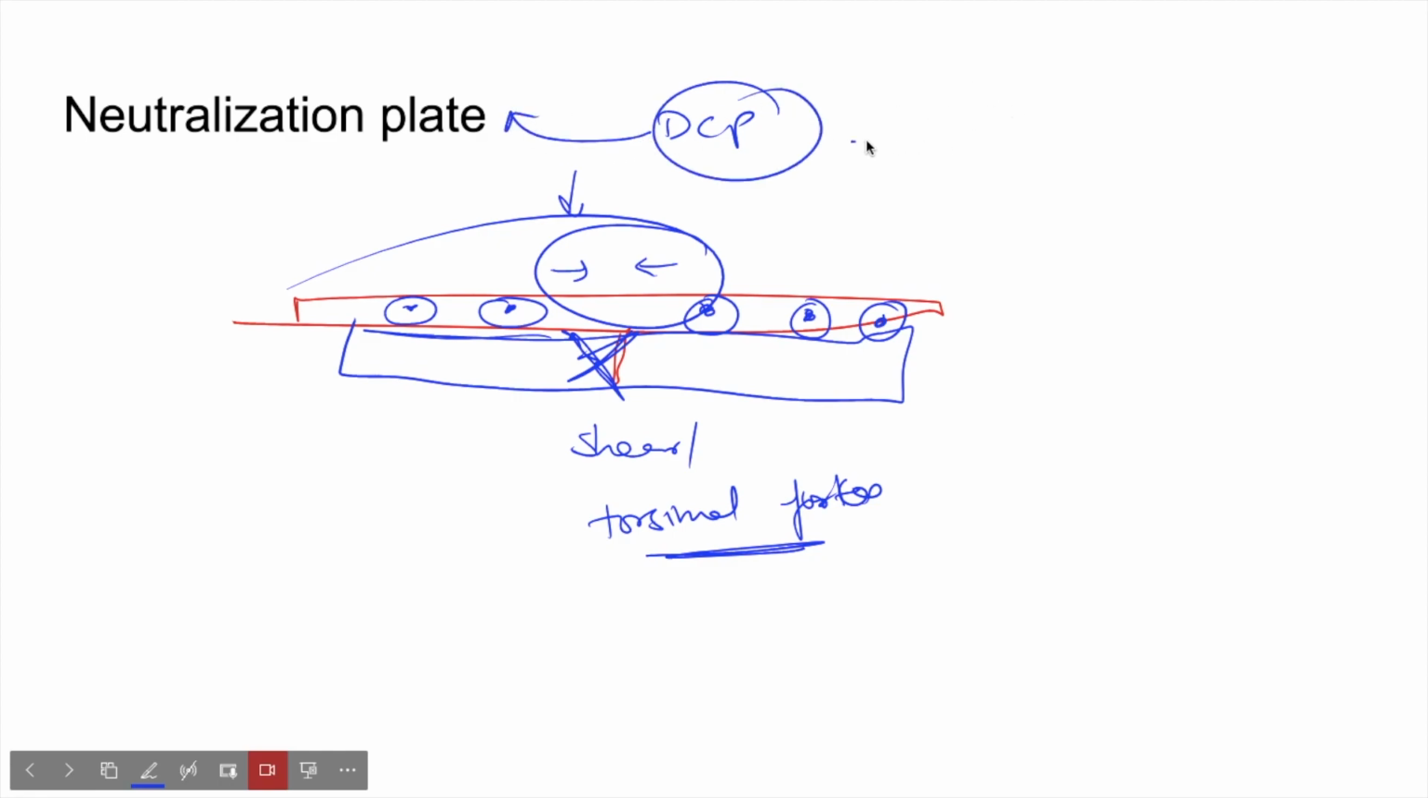So when you use the DCP in this fashion, this is called a neutralization plate or positional plate. Other plates which function like this include a semi-tubular plate, and you can also use the 3.5 and 4.5 DCP plates in this fashion.